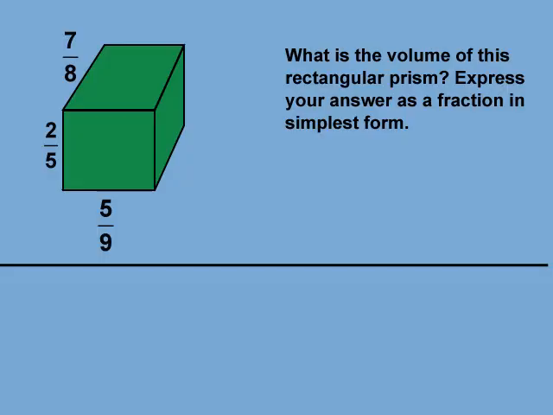What is the volume of this rectangular prism? Express your answer as a fraction in simplest form. The formula for the volume of a rectangular prism is shown here. L is the length of the prism, W is the width, and H is its height.